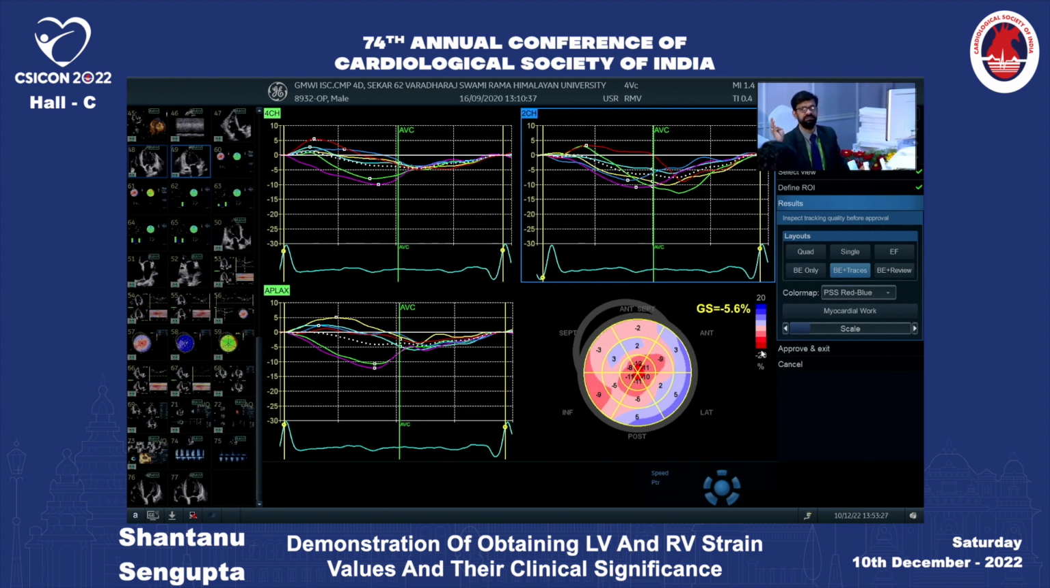Any questions? Can you explain how to read these lines? Right, as I was coming to that. As you can see, the global longitudinal strain is -5.6. Now regarding the 4 chamber view, 2 chamber view, and 3 chamber view, none of the segments of the myocardium are contracting at the timing of aortic valve closure. Do you have any normal patient in this? Because this is a patient of dilated cardiomyopathy, everything is haywire.